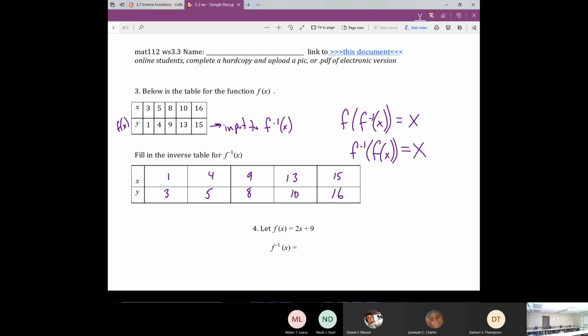Oh, I forgot to put -1 there. f inverse reverses what the original function did, giving me back my x. And of course, following all the rules, along the way I'm not dividing by 0. Going back to our easy way to solve for an inverse function, remember, I just treat this as y equals 2x plus 9. We want to get x by itself. Subtract 9 from both sides.